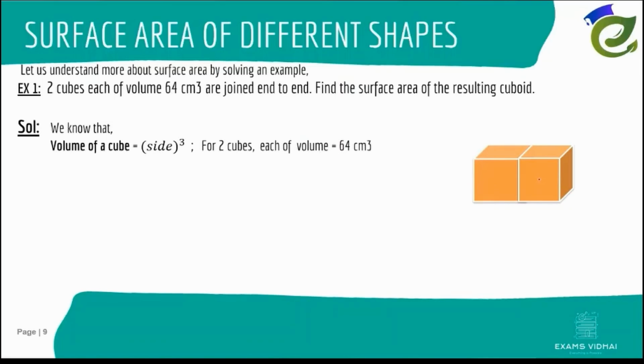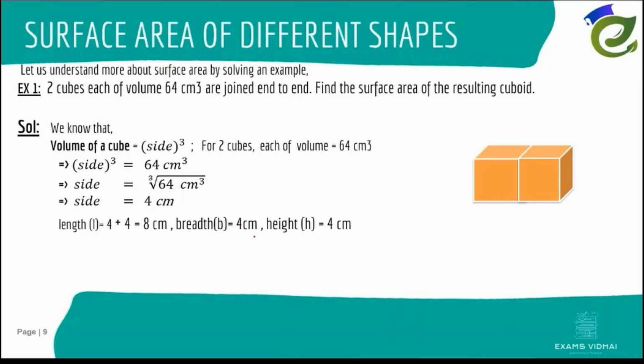When they are combined, we get a cuboid. First of all, we need to find the length of the side of the cube, so that we can find the total length of the cuboid and the height and the breadth. So side cube is equal to 64. You equate it because the volume of the cube is given as 64. You get the side as 4, as the cube root of 64 is 4.